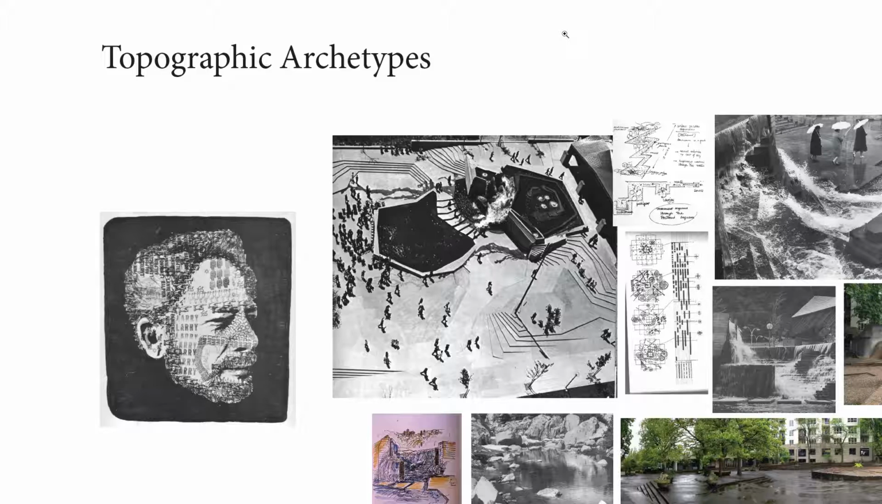Whereas the archetype is based on the idea that we have certain ideas in our heads about things like ridges, mountains, valleys, and these are dynamic relationships between high points and low points, and a lot of the time we'll manipulate landscape surface around those kind of things.